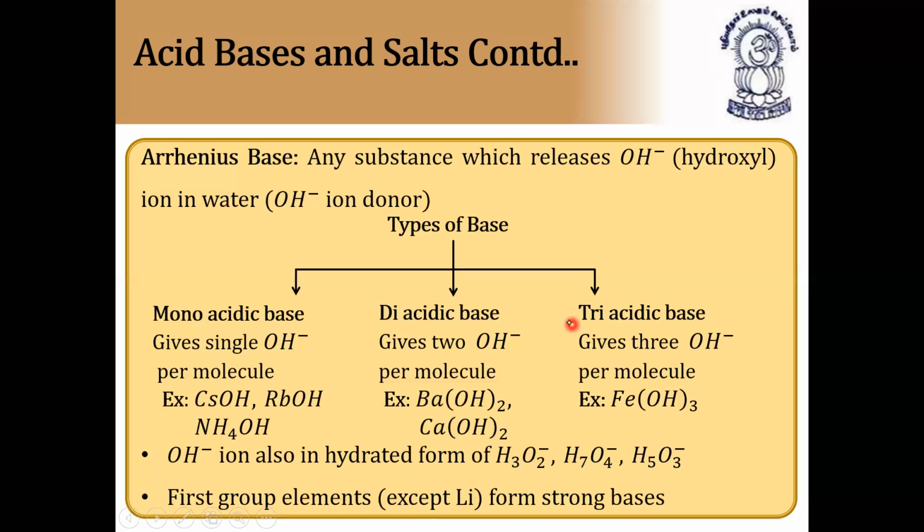So this is about ionic bases. Any substance which releases OH minus ions, hydroxyl ion concentration, in water is said to be an ionic base. There are three types of ionic bases. Monoacidic base, which gives only one OH minus ion. Diacidic base gives 2 OH minus ions per molecule. Triacidic base gives 3 OH minus ions per molecule.